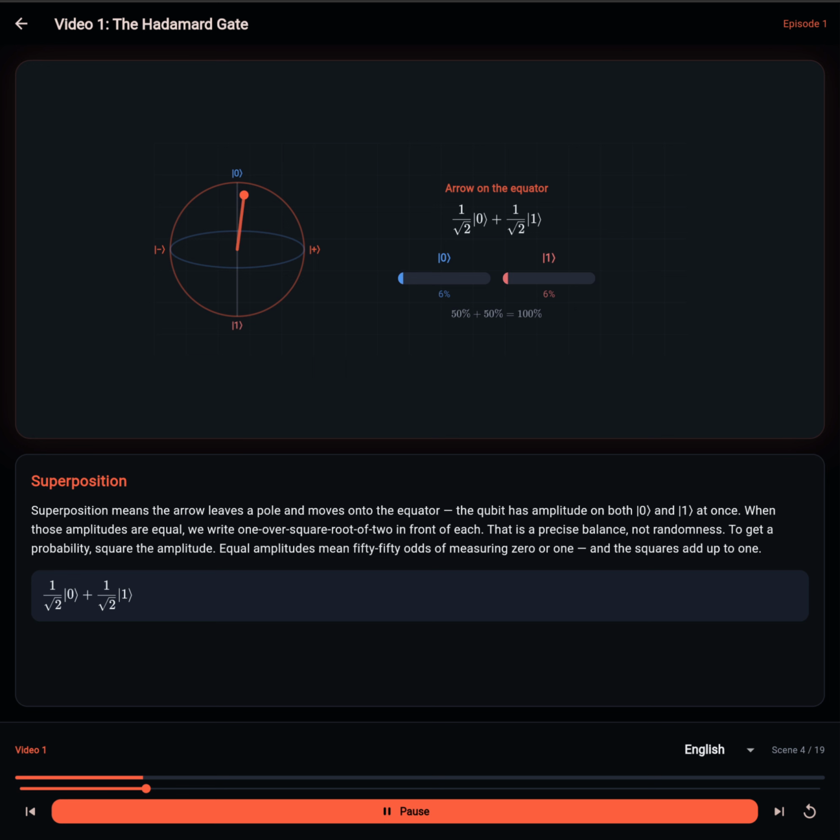Superposition means the arrow leaves a pole and moves on to the equator. The qubit has amplitude on both 0 and 1 at once. When those amplitudes are equal, we write 1 over square root of 2 in front of each. That is a precise balance, not randomness. To get a probability, square the amplitude. Equal amplitudes mean 50-50 odds of measuring 0 or 1, and the squares add up to 1.